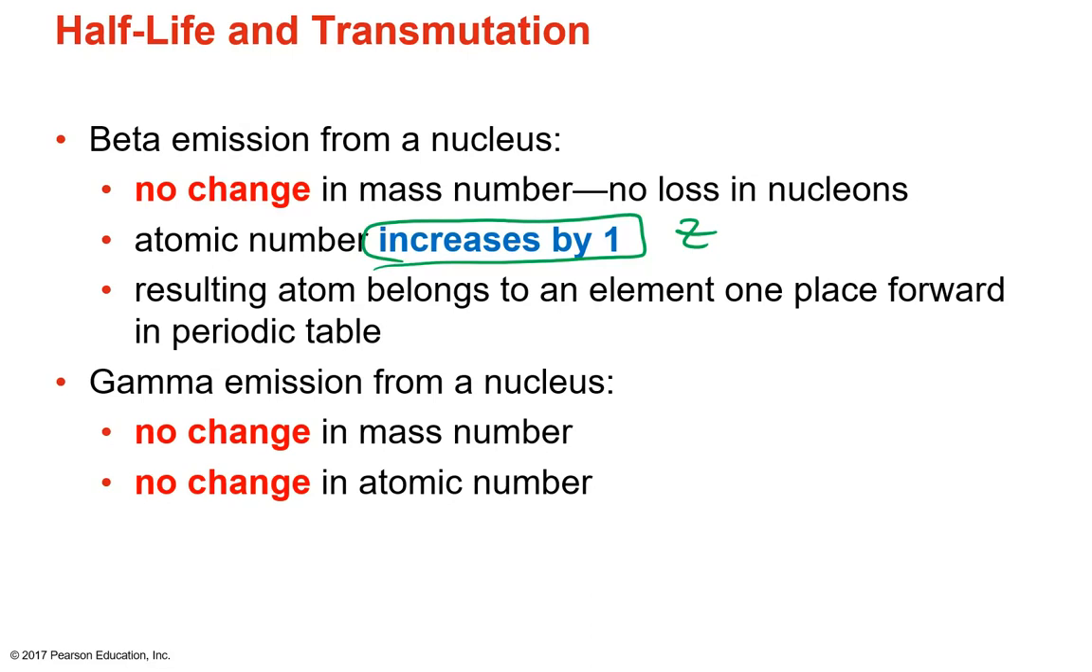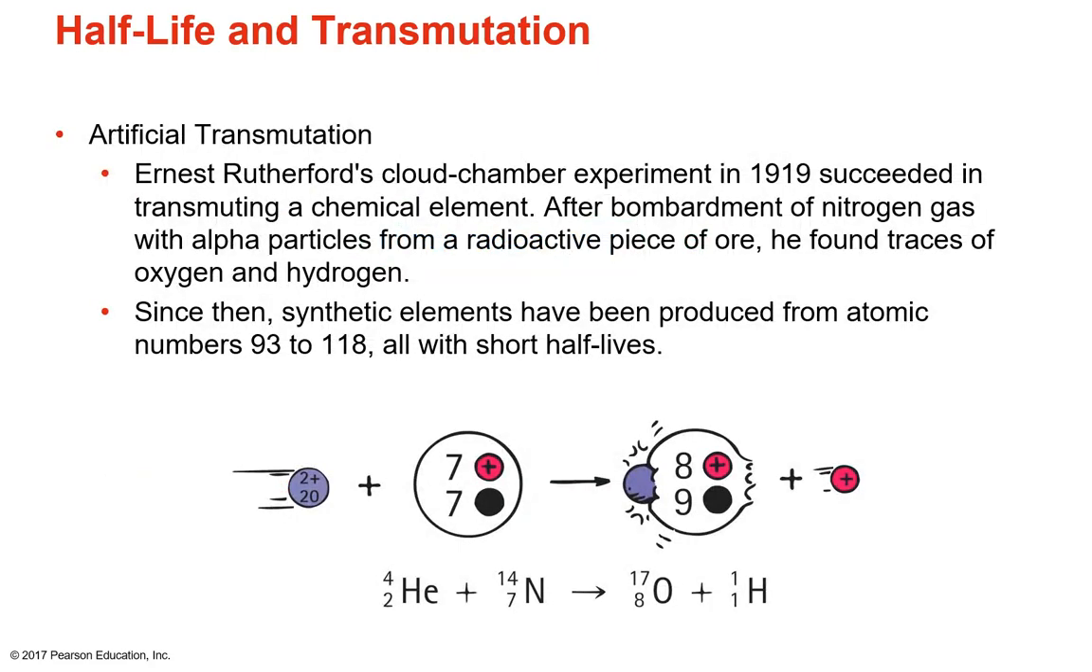Gamma radiation, notice it just has no change. No change in mass, no change in atomic number. You can't tell the difference in the atom before and after, except if you do very precise mass measurements, because the mass changes. The photon carried away energy, and Einstein said E equals mc squared, so if the energy changes, the mass changes.